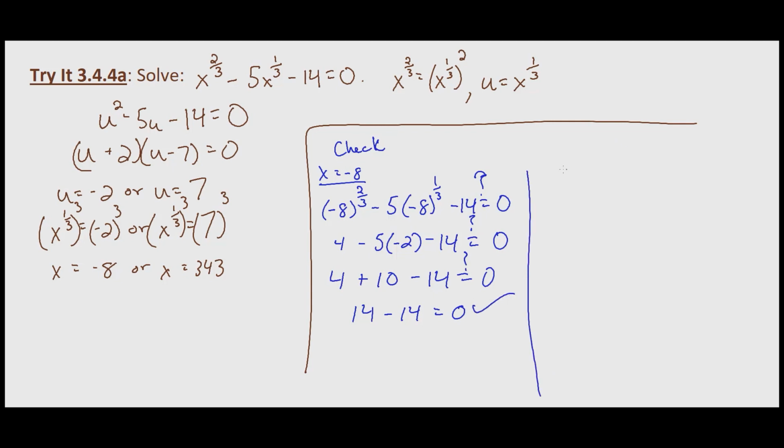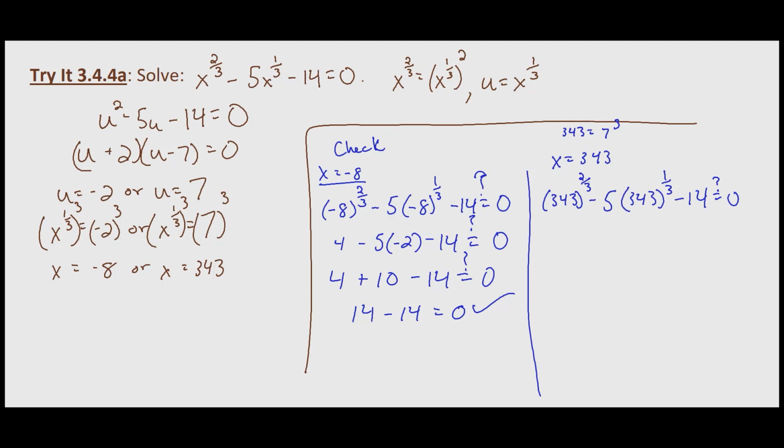Now what about x equals 343? We substitute that back into the original equation. So remember, 343 equals 7 cubed. So 343 to the 2/3 minus 5 times 343 to the 1/3 minus 14. Does that equal 0?